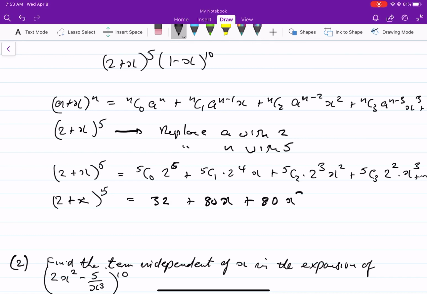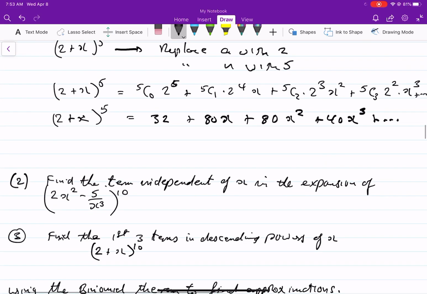X squared. And then the last one is 5c3. I think that's 10 too. Yeah, it is 10. Times 2 squared, 2 squared is 4. 10 times 4 is 40, x cubed. Good. That's the expansion of that part.